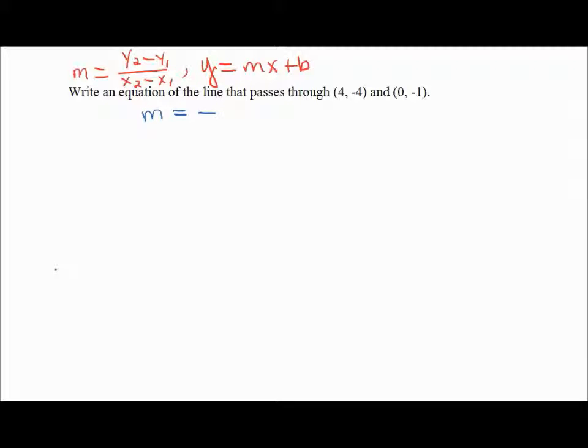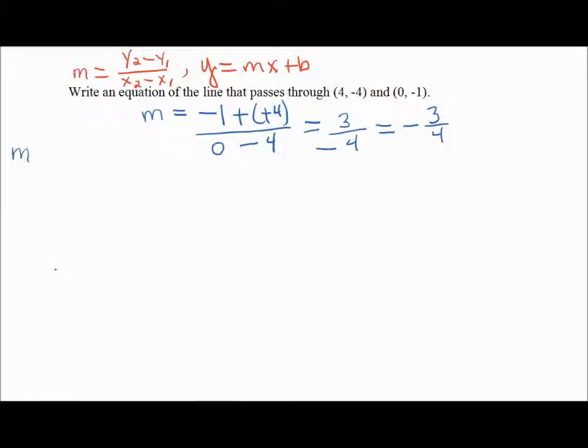So this will become -1 minus a -4. Now everybody should have this, okay? And then 0 minus 4. Have back-to-back negative signs, so turn them to plus. So this becomes -1 plus 4, which is 3. For my denominator, I have 0 minus 4. That'll give you a -4, meaning that making the slope a -3 over 4.